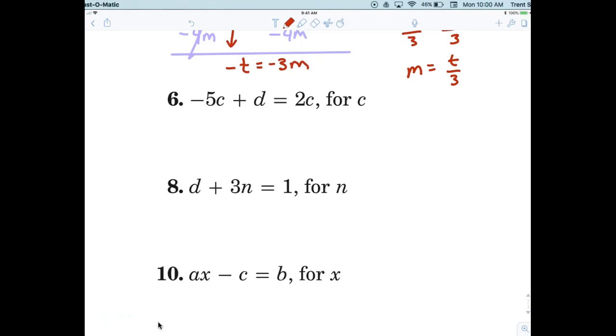All right, somebody want to tell me about number 6. Charlotte? So they're going to add 5c to -5 and then add 5c to 2c. Exactly. D equals 7c divided by 7. C equals d divided by 7. Wow, that is exactly correct. Anybody have any issues? Everybody's feeling good about that, right?